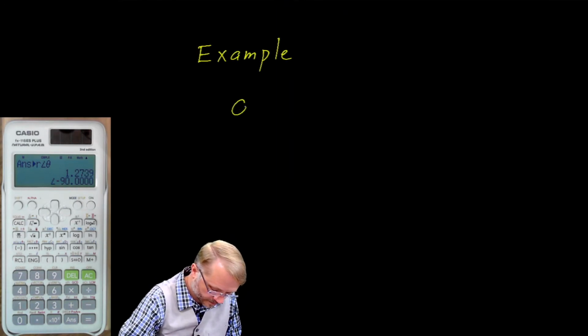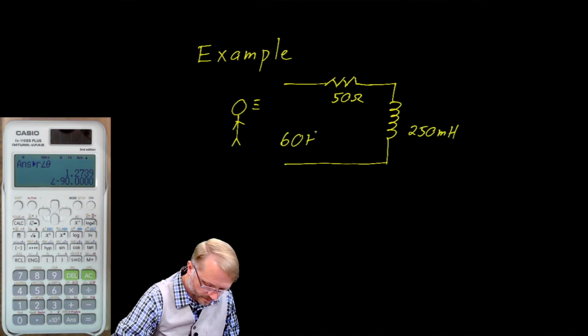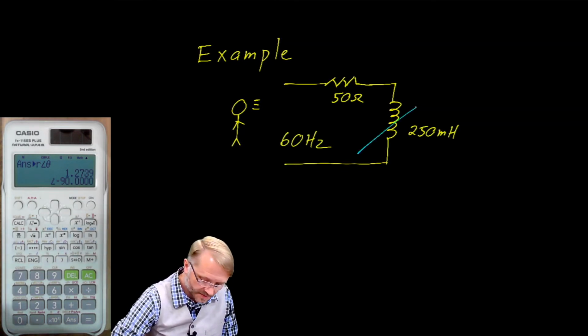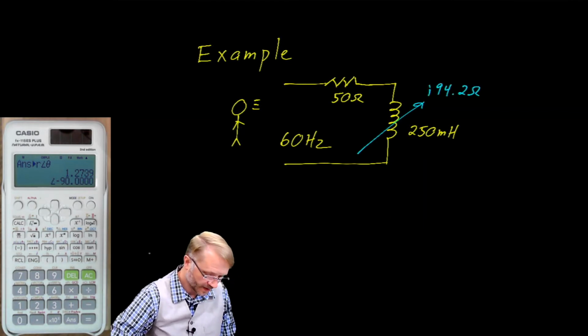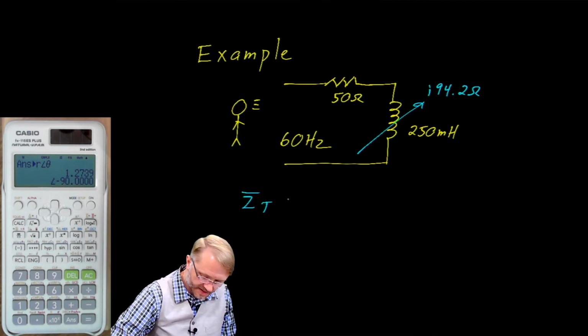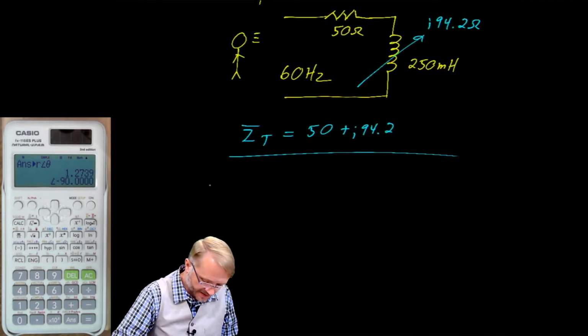Here's another example. To save some time, we'll use the value from our previous example. So this is j94.2 ohms. The total impedance is the sum of the individual impedances. So this is 50 plus j94.2. And we can stop right there and leave it as is, and move on to the parallel example.